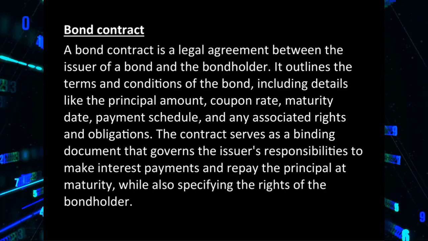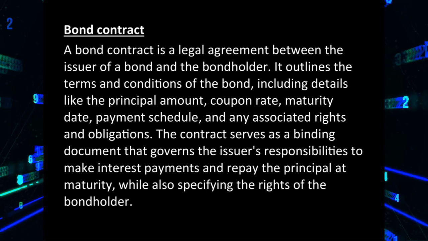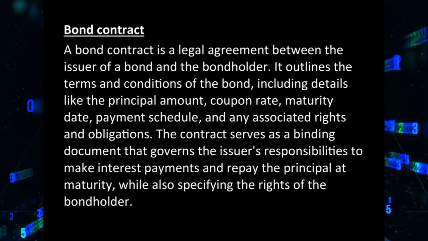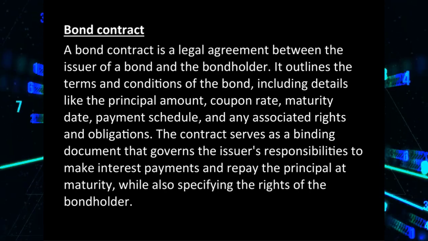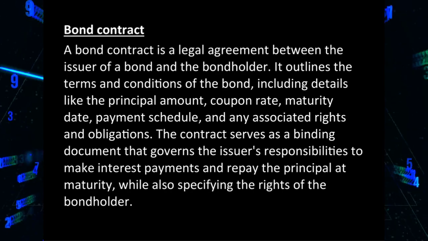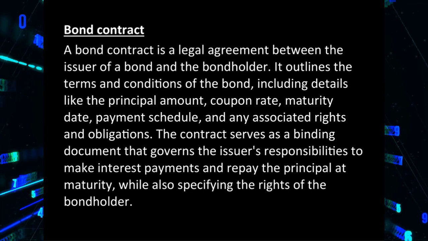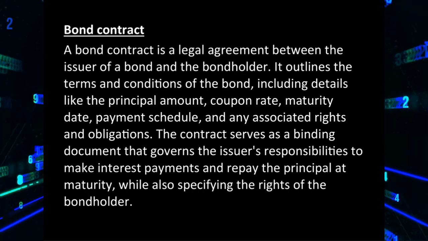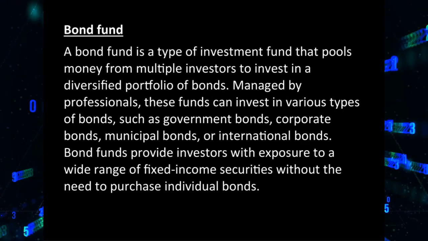Bond contract. A bond contract is a legal agreement between the issuer of a bond and the bondholder. It outlines the terms and conditions of the bond, including details like the principal amount, coupon rate, maturity date, payment schedule, and any associated rights and obligations. The contract serves as a binding document that governs the issuer's responsibilities to make interest payments and repay the principal at maturity, while also specifying the rights of the bondholder.